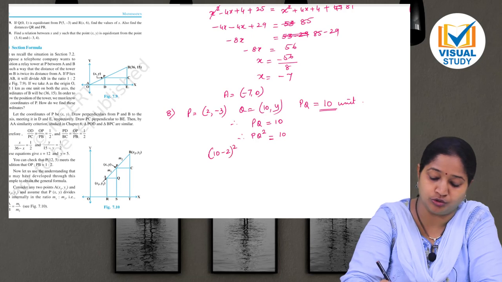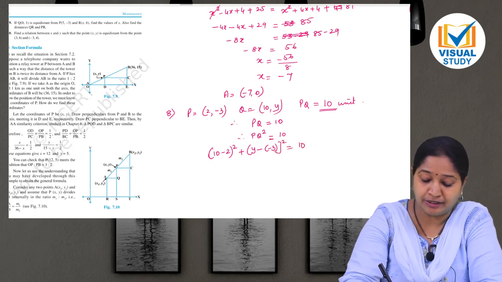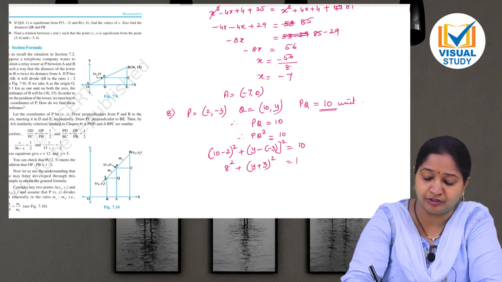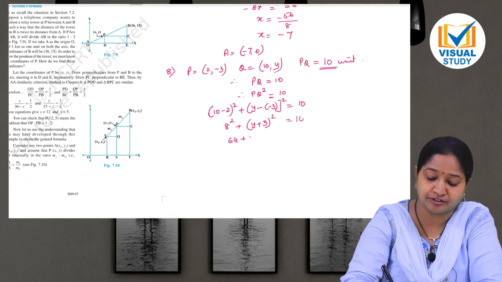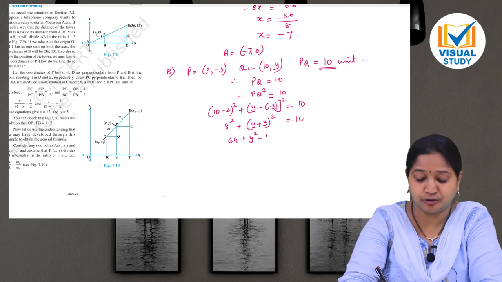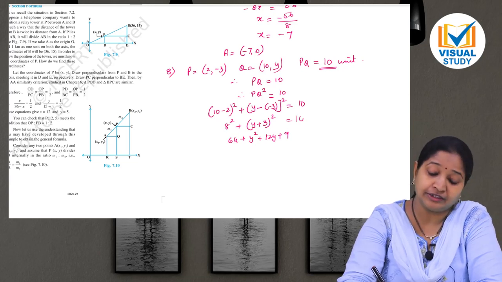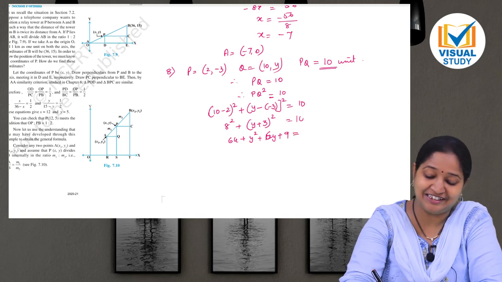(10 - 2) whole square plus (y - (-3)) whole square is equal to 10. 10 minus 2 is 8, square plus (y + 3) whole square is equal to 10. 8 square is 64. (y + 3) whole square, that is y square plus 6y plus 3 square, which is 9, equal to 10.